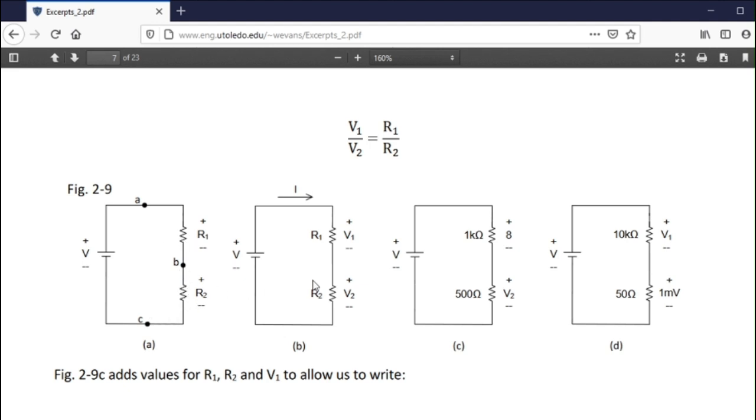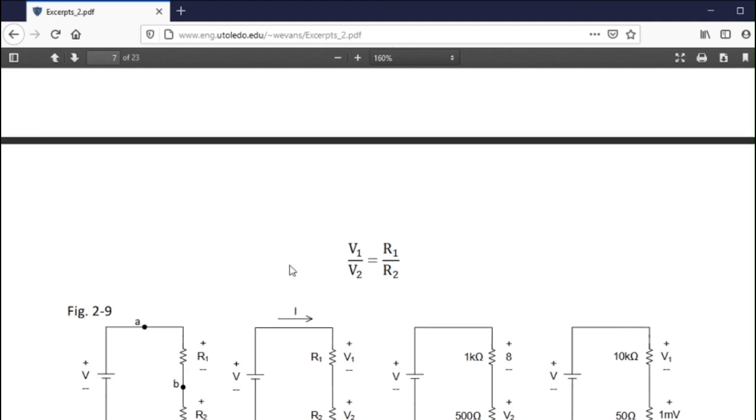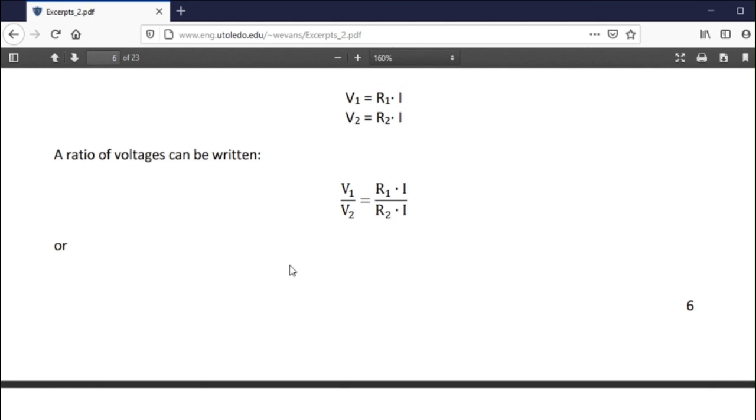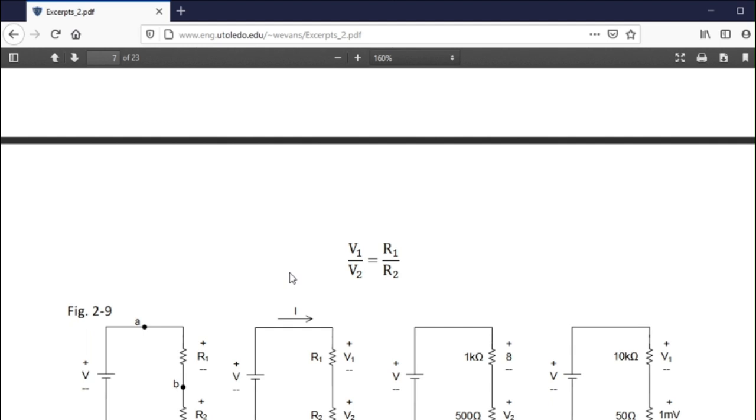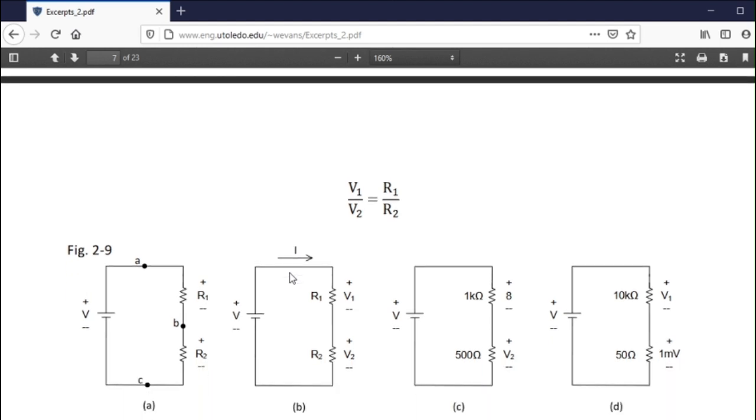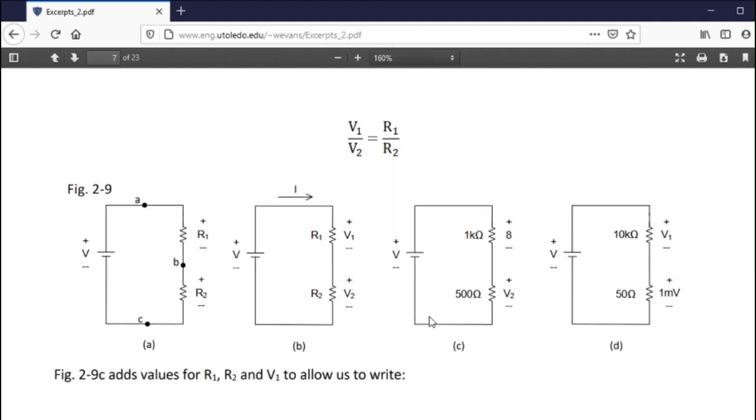Okay, so now, what law can we use to do this? What law do we want to use? Well, we have to know something, don't we? We have to know the current, or we have to know the voltages, or something, don't we? We have to know something.